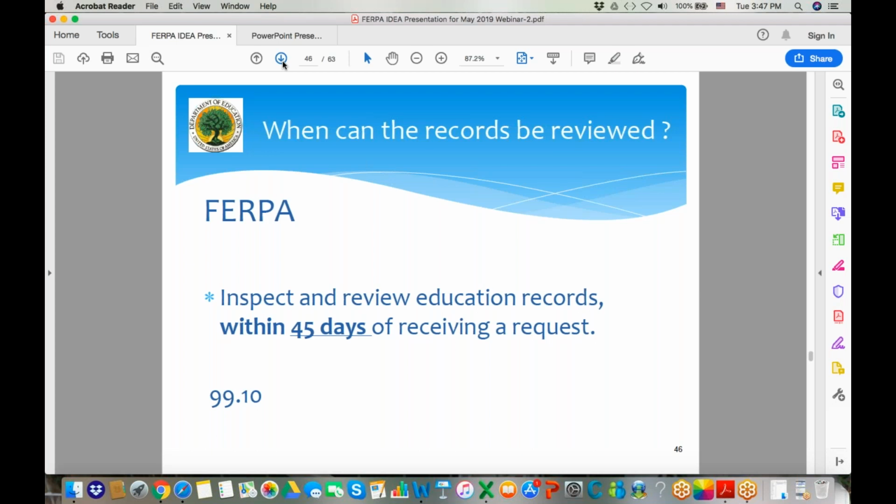So let's talk a little bit about FERPA and whether records can be reviewed. Under FERPA, a parent or an eligible student has the right to inspect and review their education records within 45 days of receiving a request. You'll notice absent from our discussion of inspection and review is the term copies. While IDEA has some specific provisions that a parent is entitled to copies of certain documents, under FERPA, not so much. We get a lot of questions where a parent will make a request to have a complete copy of their child's education records. And under FERPA, there's no provision that the school must provide those copies.